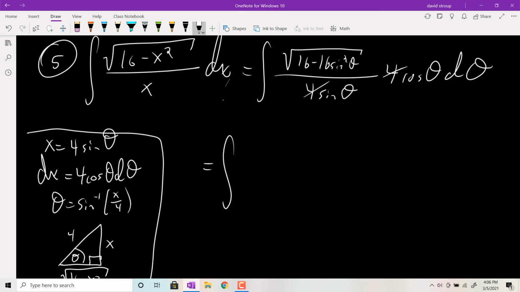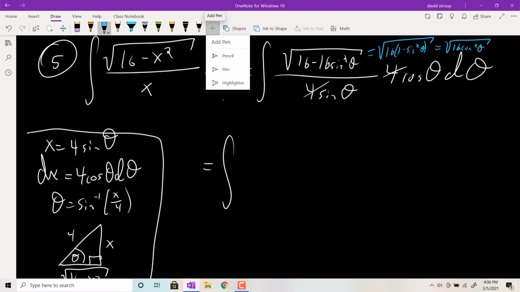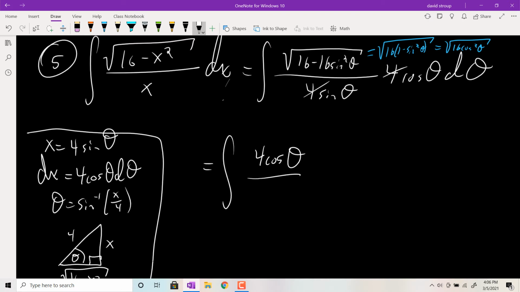Inside the square root, factor out 16 and get 1 minus sine squared, right? 1 minus sine squared from the Pythagorean identities is just cosine squared, and then take the square root of that. So you end up with 4 cosine theta all over sine theta, and then there's another cosine theta, so that's cosine squared theta d theta. Okay. We won't be able to do a u sub on that.